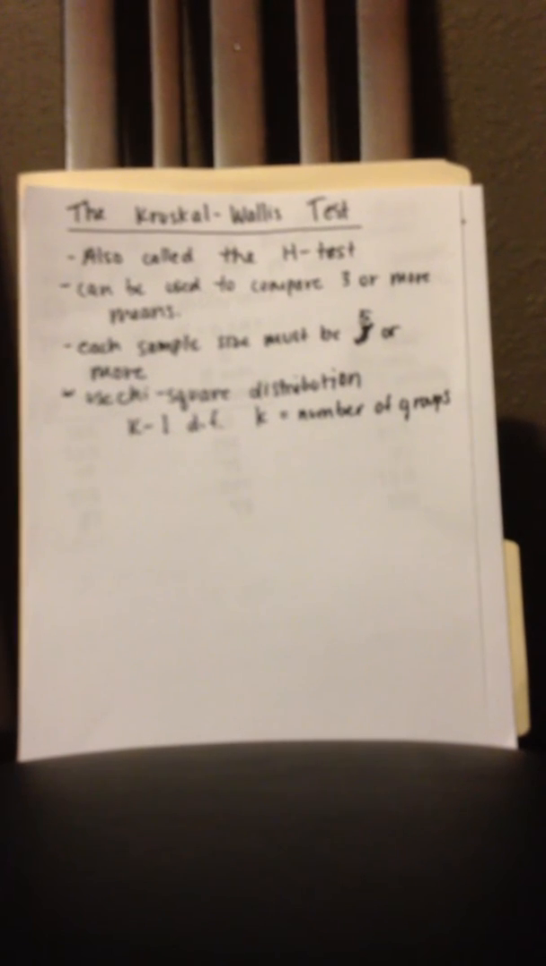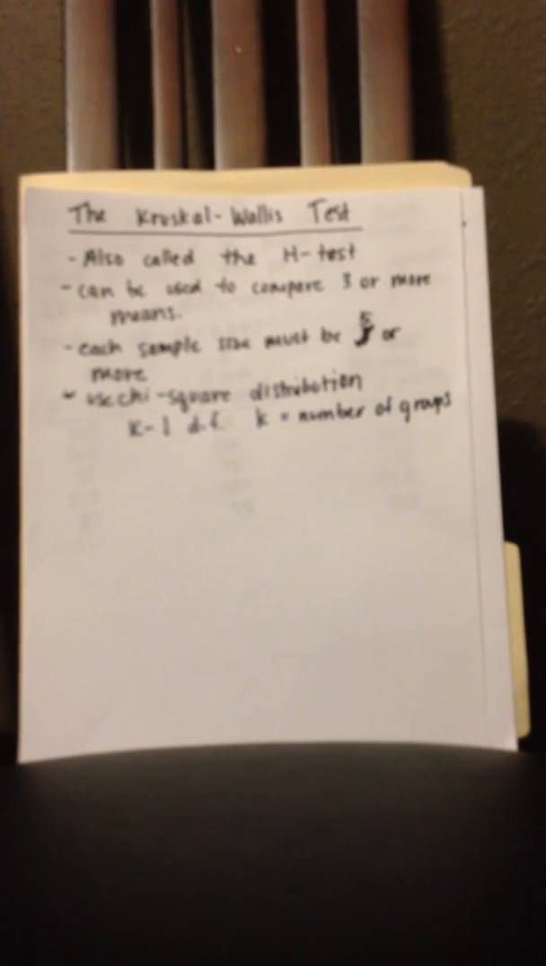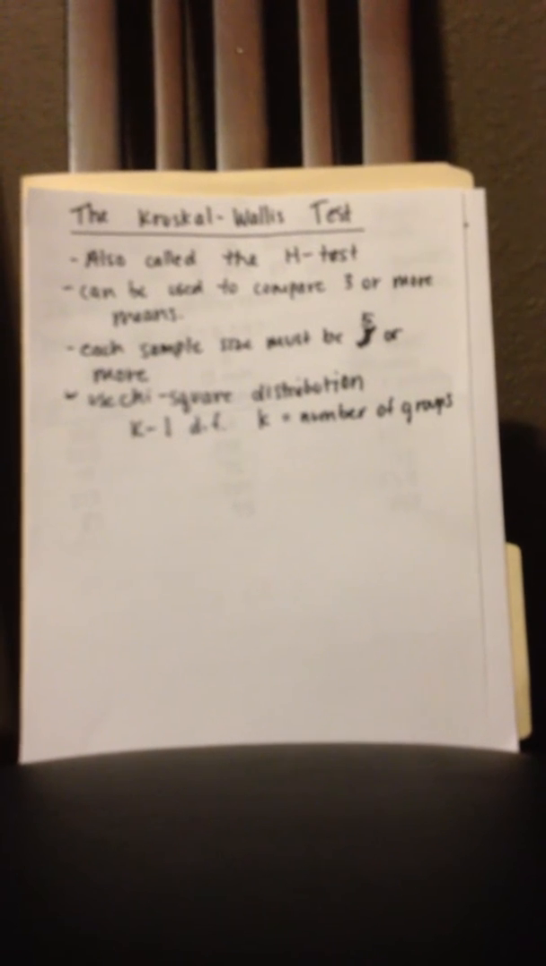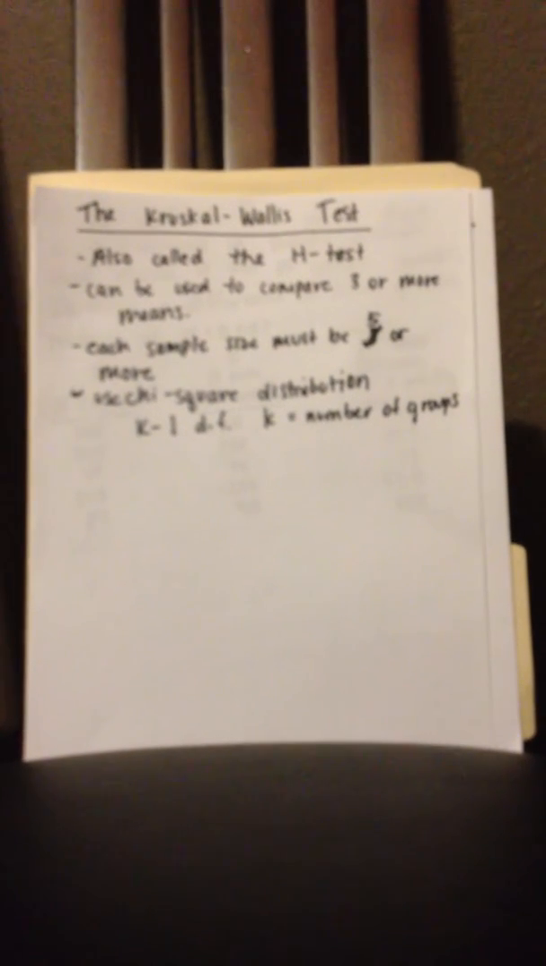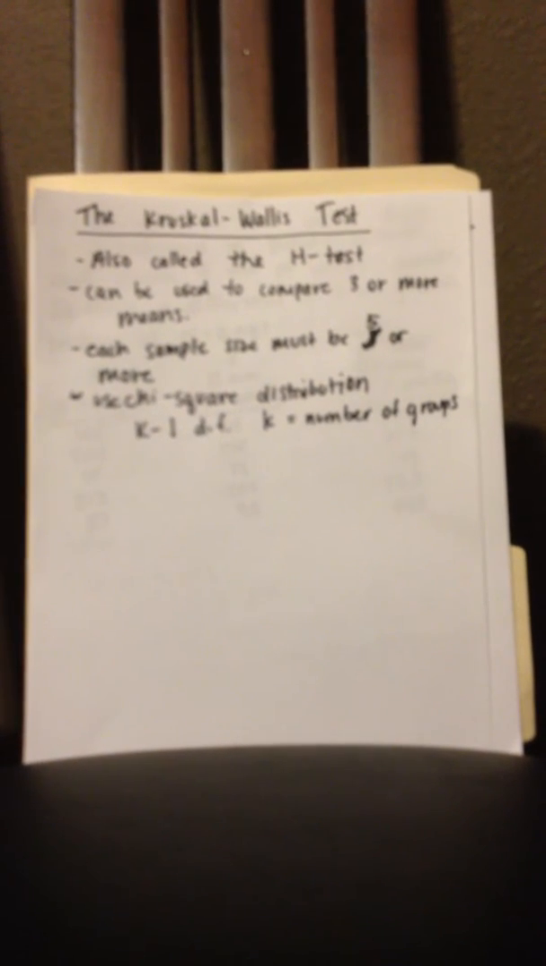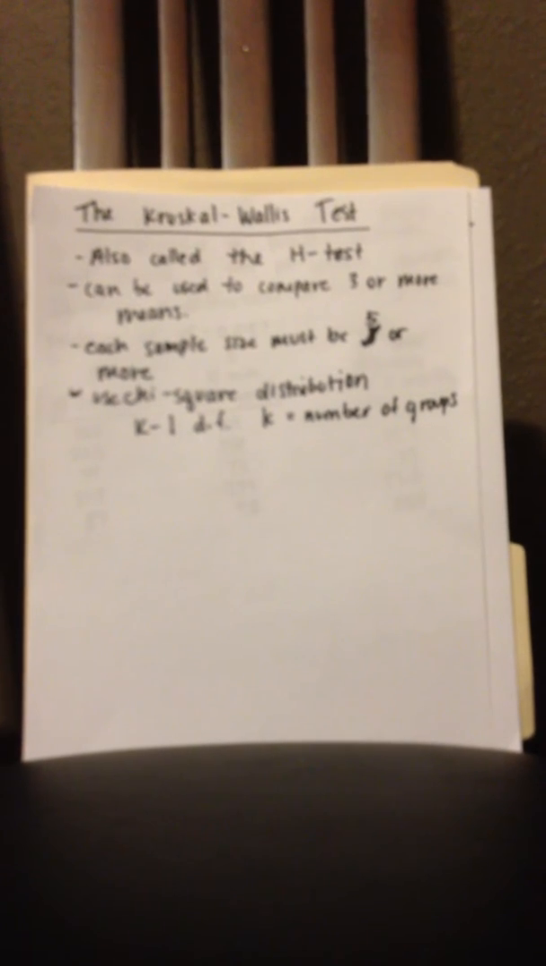With the Kruskal-Wallis test, use the chi-square distribution to find the critical value, and the formula for the degrees of freedom to look up the critical value in the chi-square distribution table is k minus 1, and k equals the number of groups.